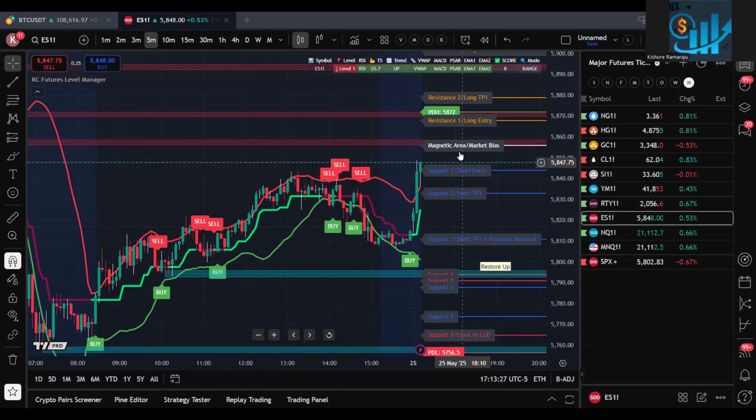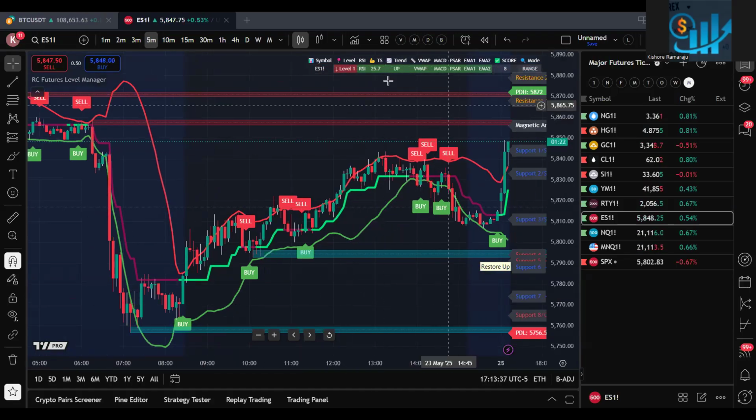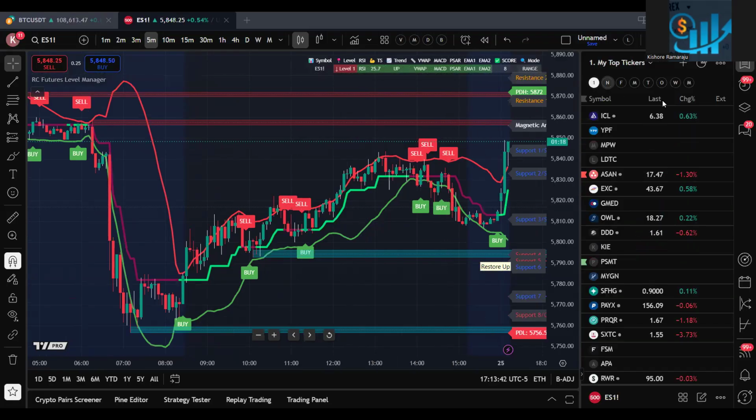So if price is below the magnetic area and your score is below 5, you have to only look for the sell opportunities. Right? You might be confused right now because now everything is green. Or let me take something else.